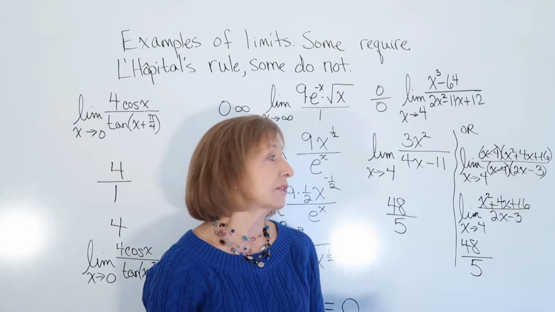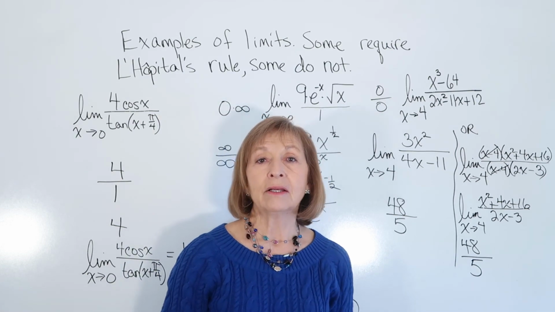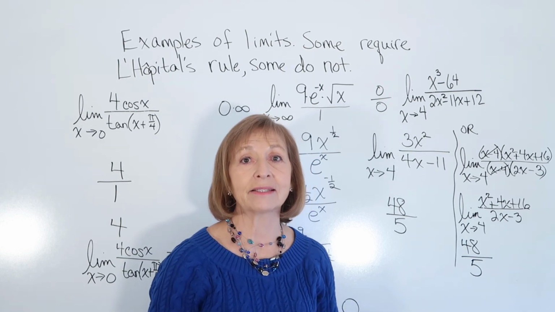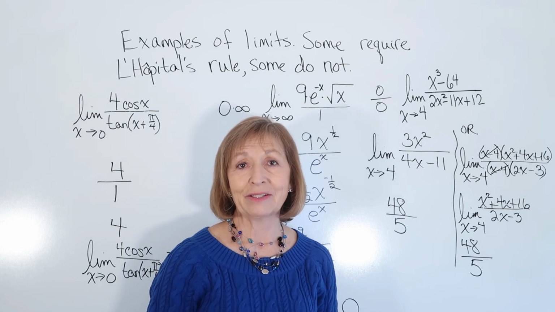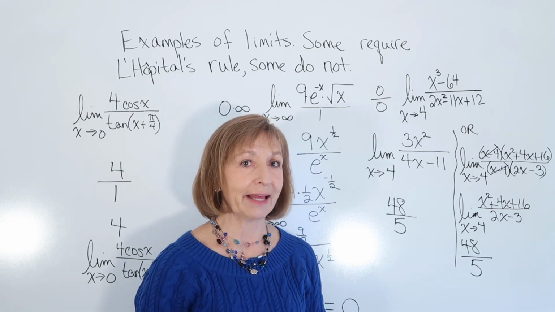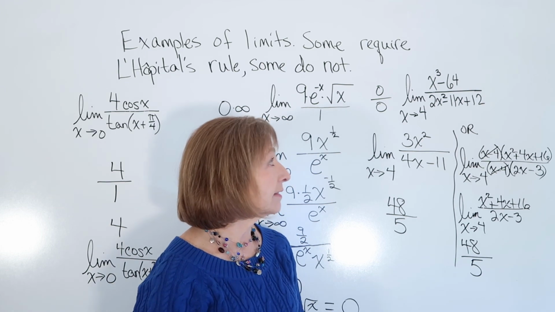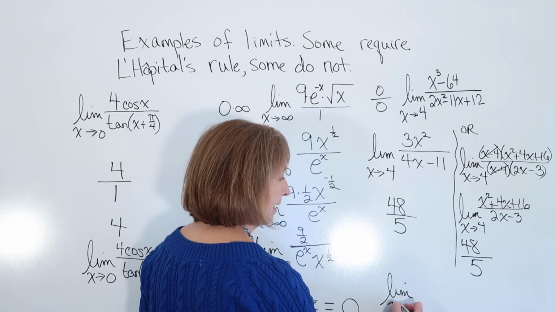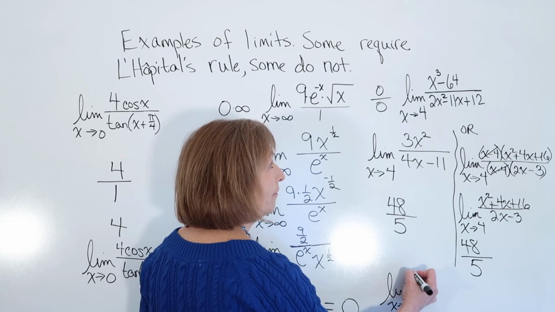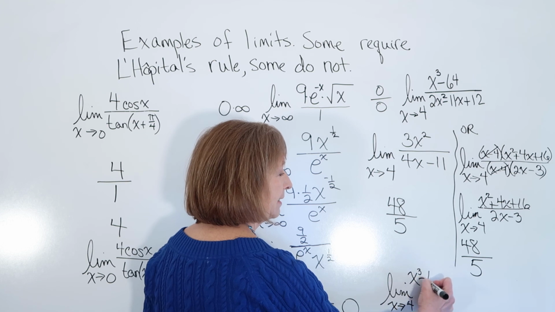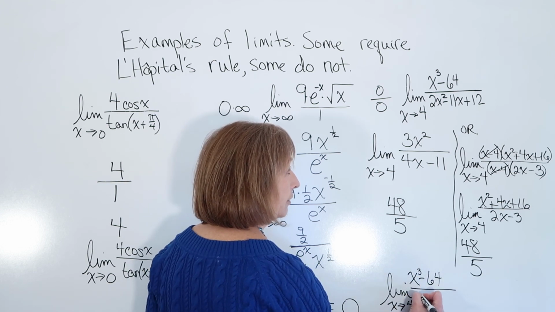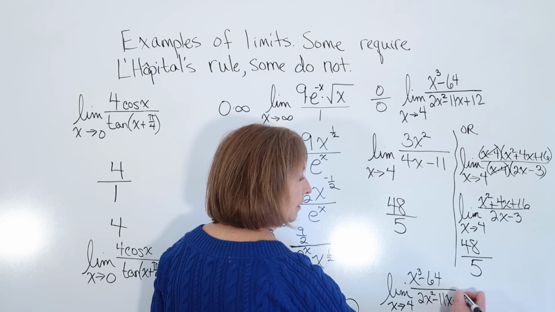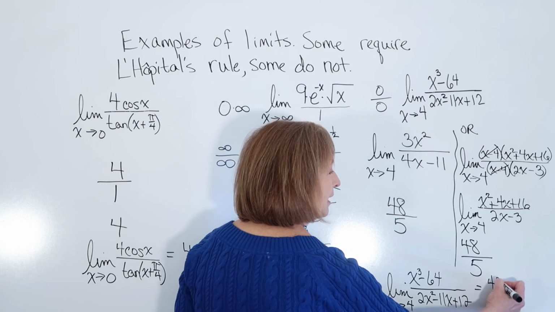And why did we have to wait so long? Why didn't we do L'Hopital's rule at the beginning? Well, we needed to learn about derivatives before we could learn a process that involves the derivatives. And so that's why L'Hopital's rule had to wait until after we learned how to do the process of differentiation. So then for this one, we have the limit as x approaches 4 of our x cubed minus 64 over 2x squared minus 11x plus 12 is equal to 48 fifths.